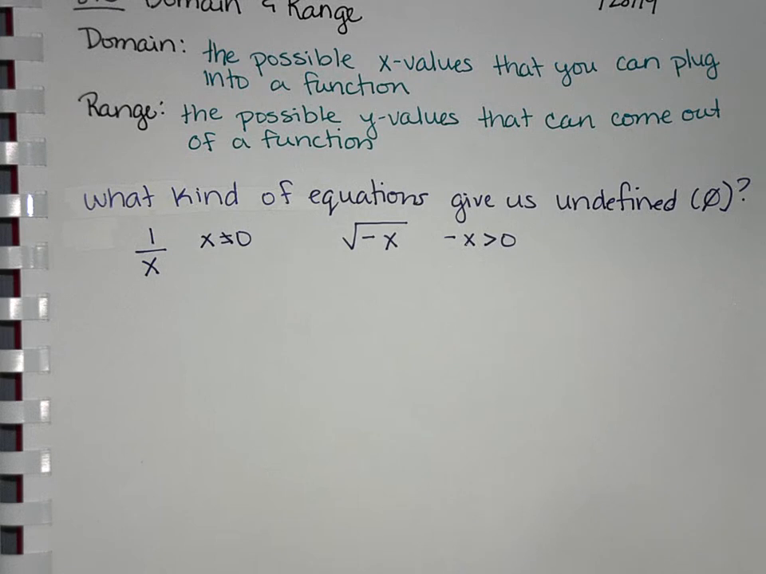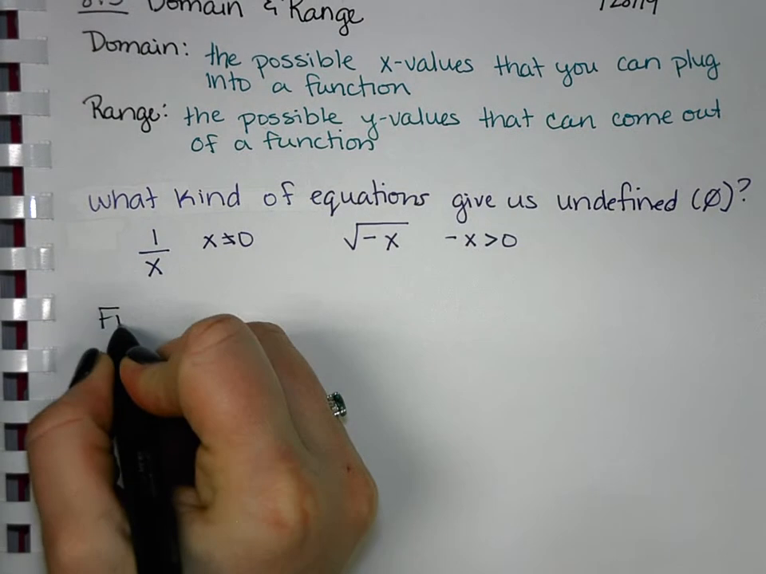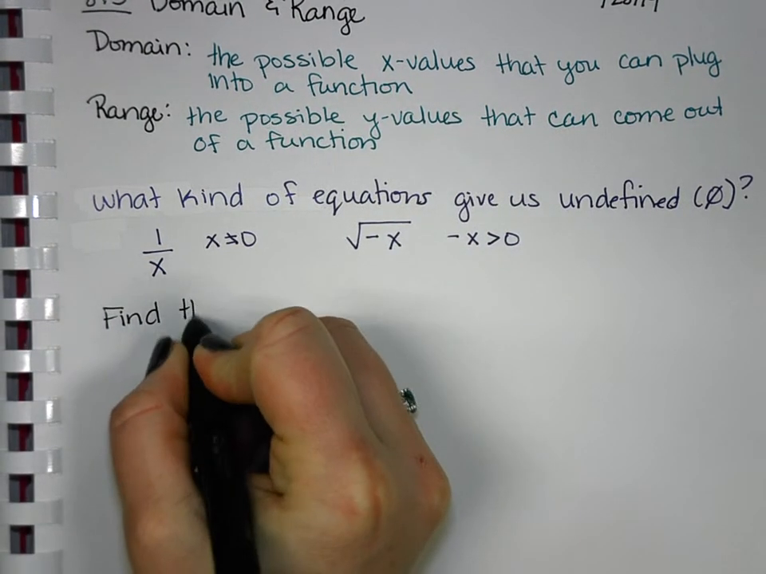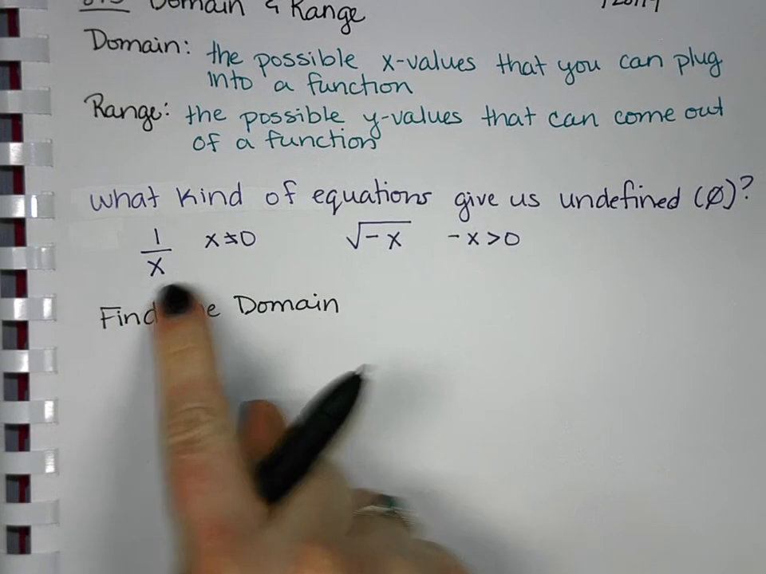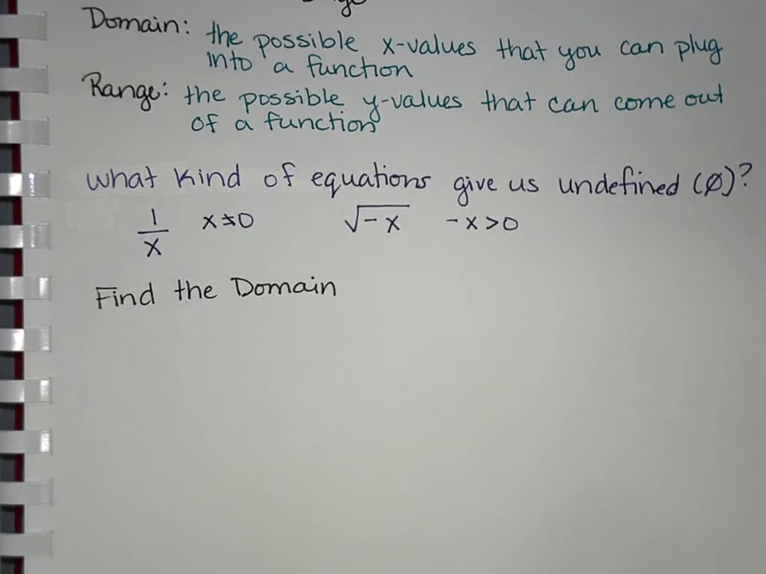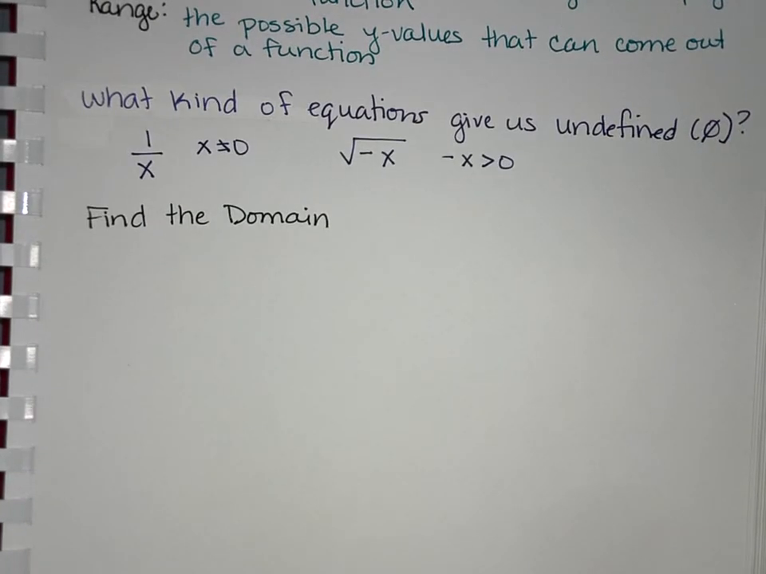So what we're going to be looking at today is these limitations that we could potentially have on our domain, and then finding our domain with those limitations. So we're going to start with finding the domain. We're going to be looking for situations where we might have a restriction on our domain, and when we do, we'll have to figure out what that restriction is and then eliminate it from our answer.